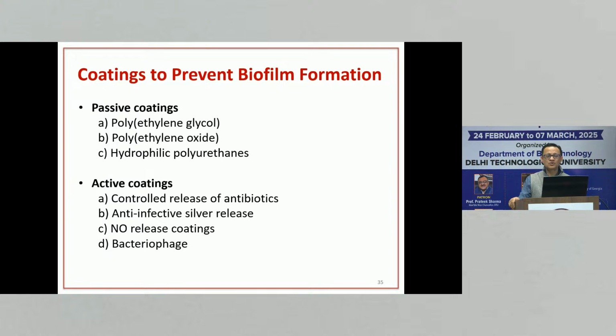Then there can be active coatings which are actively releasing something to take care of infection. They can be actively releasing antibiotics, actively releasing some ions, metal ions. Silver is very common in medical devices. There are nitric oxide releasing coatings that release nitric oxide gas to kill bacteria, and bacteriophage releasing coatings that release bacteriophage to kill bacteria.